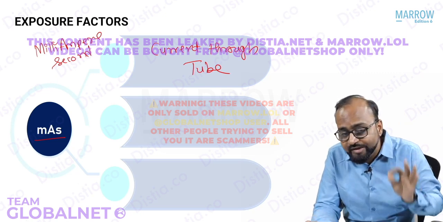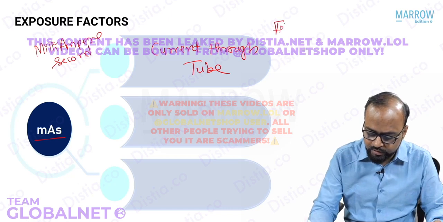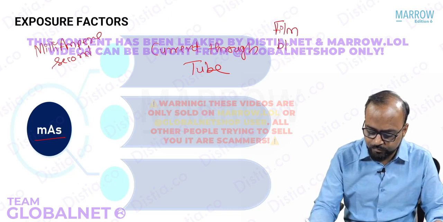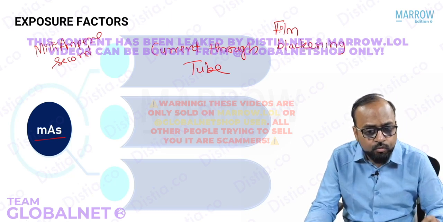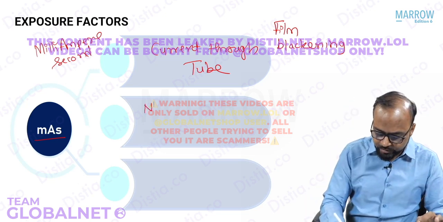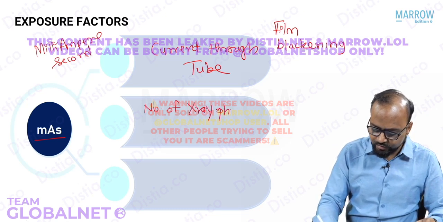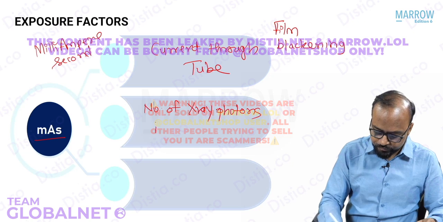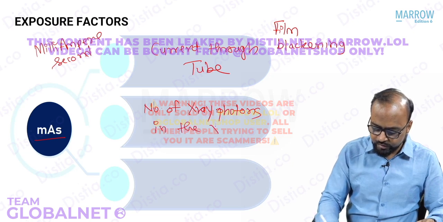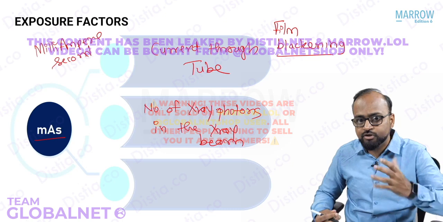Now this basically determines the film blackening. This also determines how many X-ray photons there are in a beam. So it determines the number of X-ray photons in the X-ray beam. And how does it affect the image? That is very important for us. It determines film blackening, so it affects contrast, right?